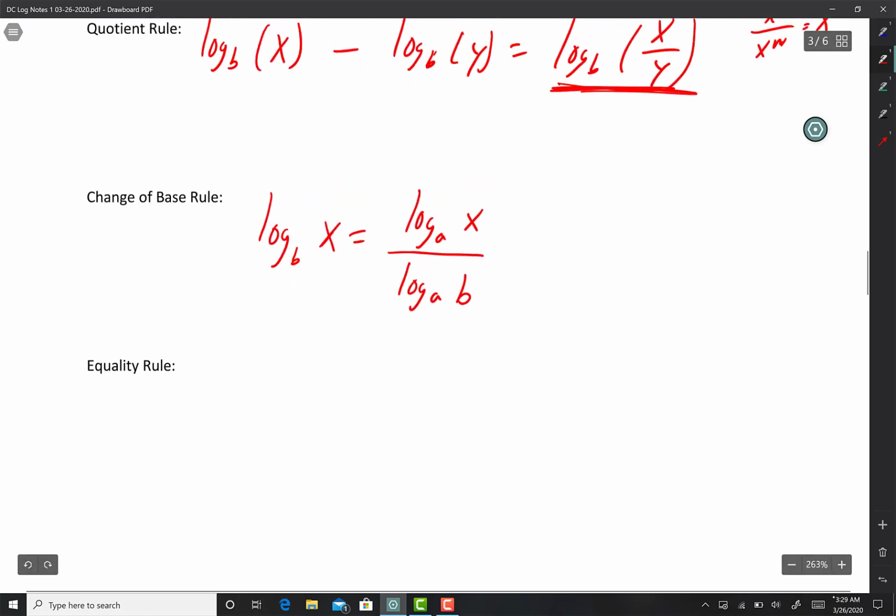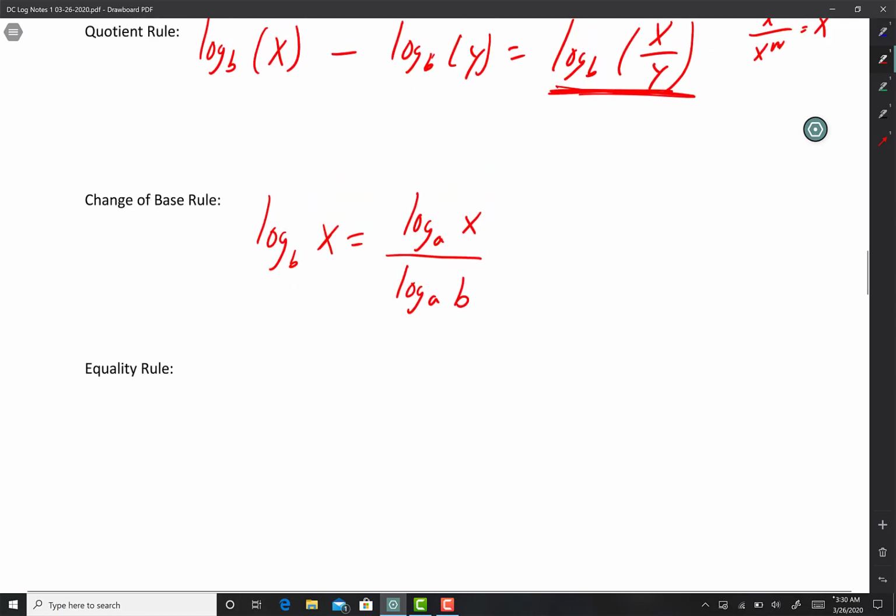And I guess I should be writing what ln of x is, not ln of e. Ln of e is just 1, right? So ln of x, which is called the natural log, is equivalent to log base e of x. So that's just something for you guys to know. All right, guys, let's keep going.